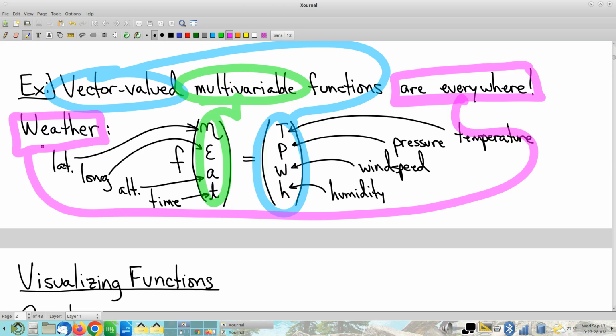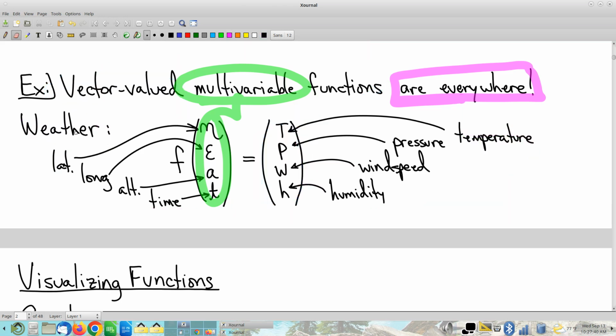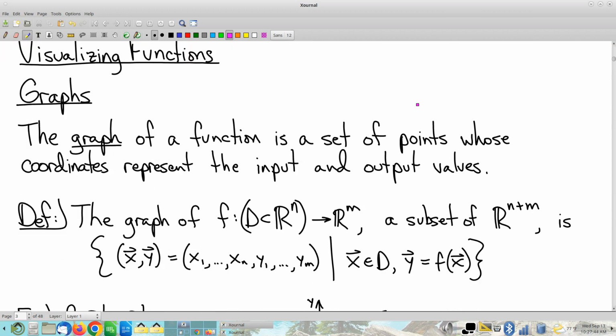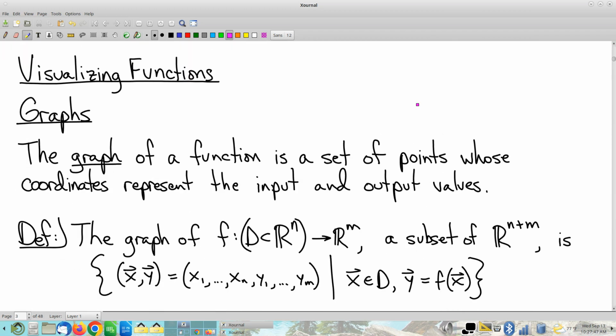So they're everywhere, vector-valued multivariable functions. And I've given you all the speech already about how multivariable calculus is the calculus of the real world. So another example of that. Okay. So now let's talk about how to draw pictures of functions. And this is a more complicated topic than you might think. There are some delicate subtleties in this, so be on the lookout.